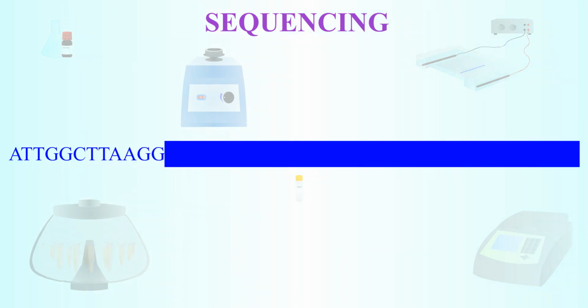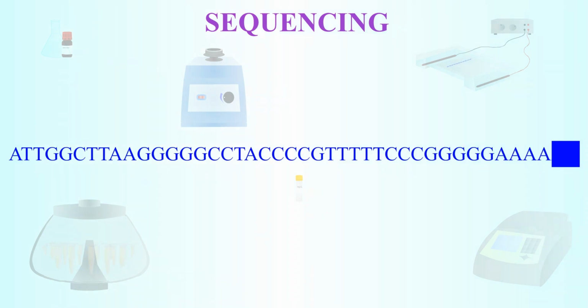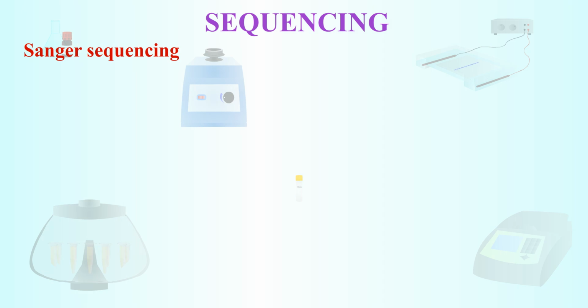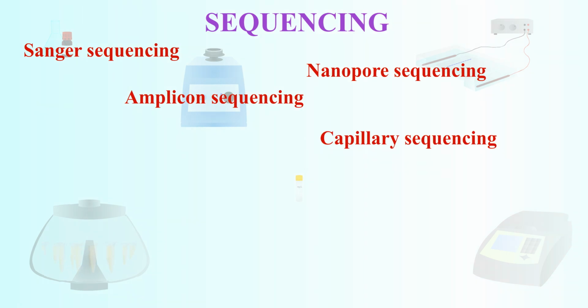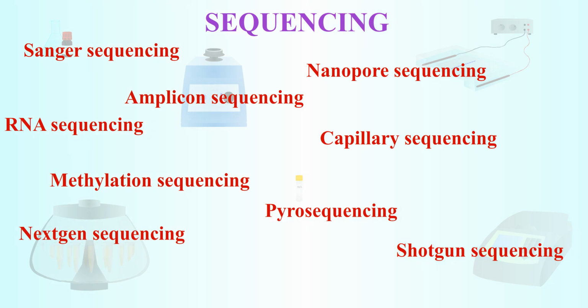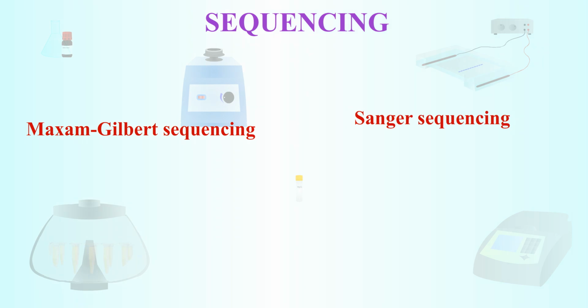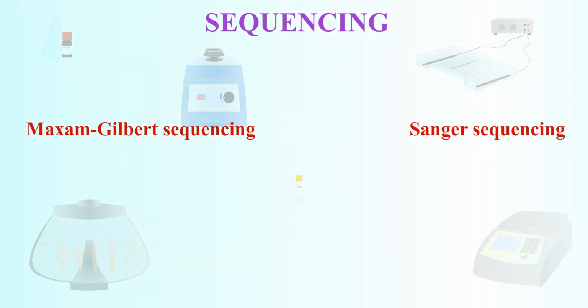Sequencing is the process of determining the precise order of nucleotides in a DNA or RNA, or the sequence of amino acids in a protein. Over the years, many sequencing techniques have been developed. Let's discuss some of the important ones in the coming videos. In this video, we'll discuss the Maxam-Gilbert sequencing technique and Sanger sequencing.